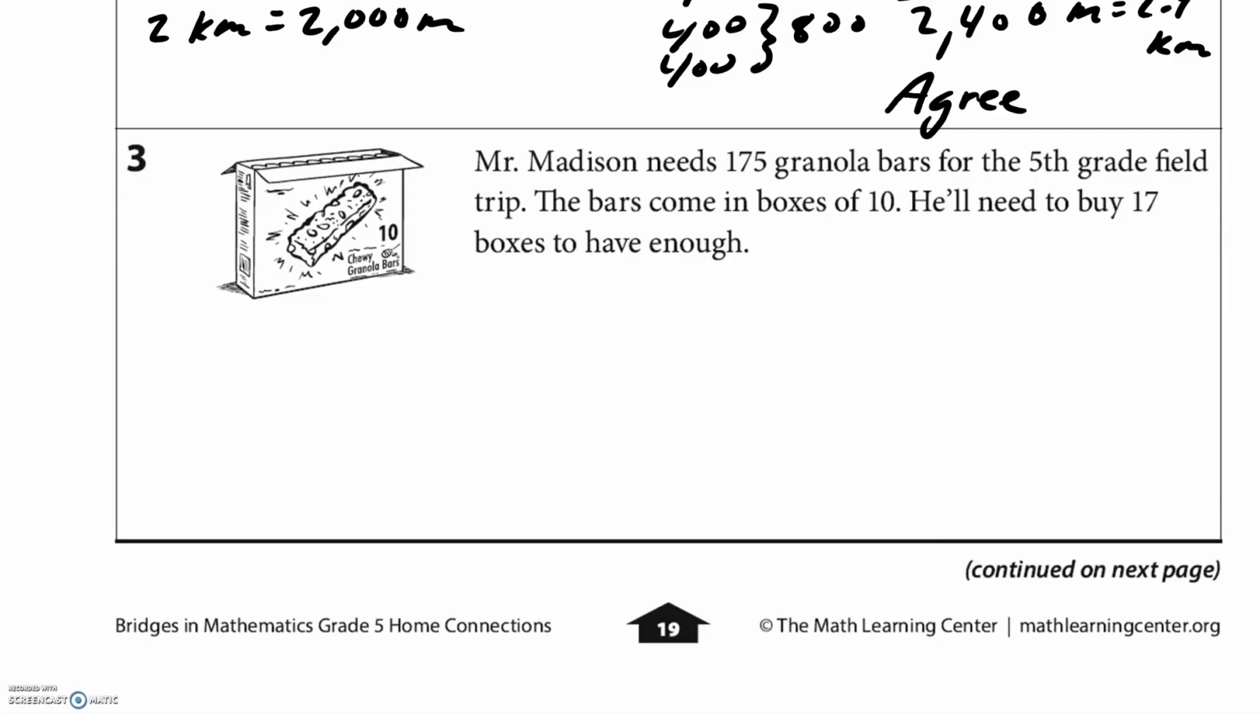All right. Mr. Madison needs 175 granola bars for the 5th grade field trip. The bars come in boxes of 10. He'll need to buy 17 boxes to have enough. Okay? So we've got to figure that one.